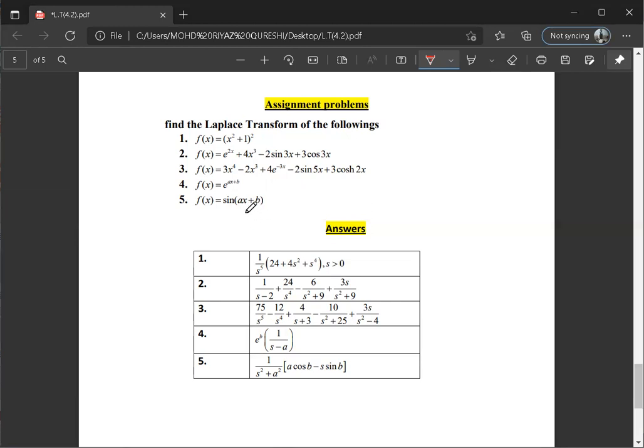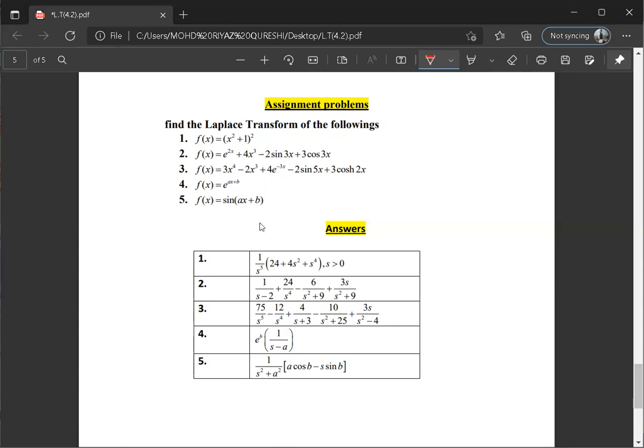Next, for this Laplace transform of sin of ax plus b, you remember the sin of a plus b expansion formula? Sin a cos b plus cos a sin b. No, not hyperbolic, trig. If you want, I'll write it here. Do you want me to write? Yes, you can write it down. I'll write that formula.